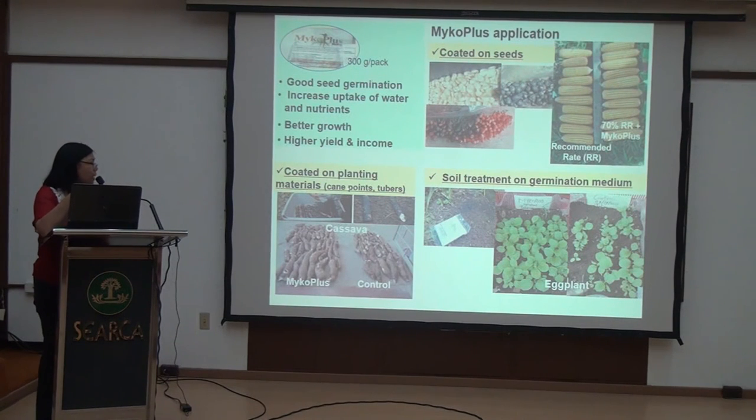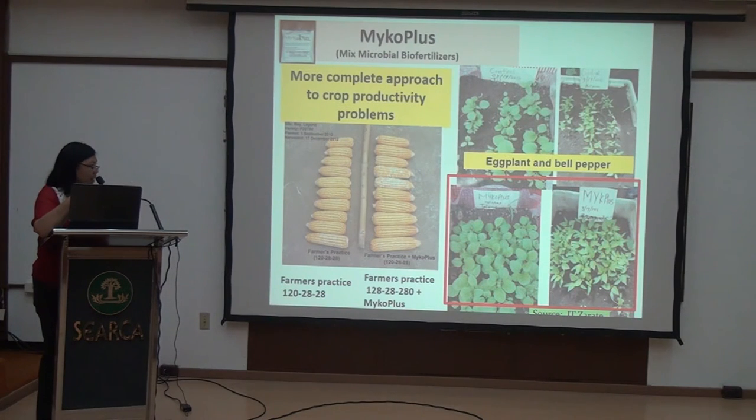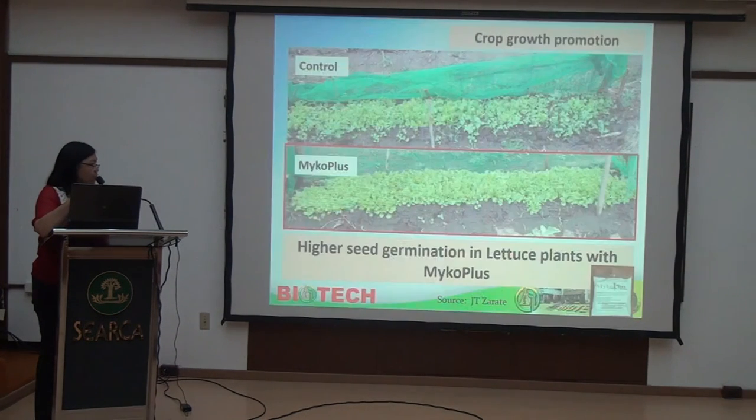And when you don't have any roots yet, the cane points, the tubers, can be used by simply coating it with the mycoplasts. So majority of our trials were in corn because we would like to replace the high chemical fertilizer usage. This was done in Bay Laguna in the farm of Dr. Sammy Del Macho. And then again, the bell pepper and the eggplant germination. This was on lettuce, so we get better germination and growth.